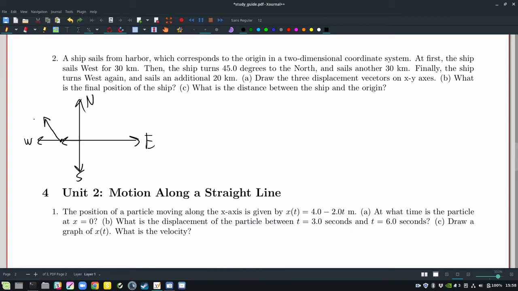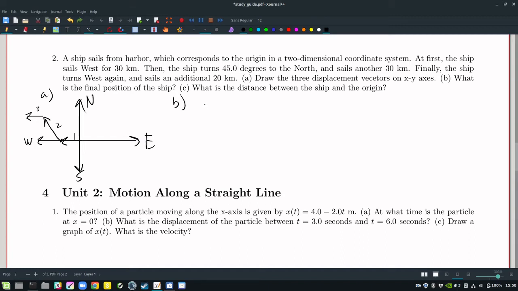And then it sails another 20 kilometers to the west like this. So there's a couple of questions. First is just to draw the situation. And then B, what is the final position of the ship? So we're going to have to add vector number 1, vector number 2, and vector number 3 together to get the path of the ship.